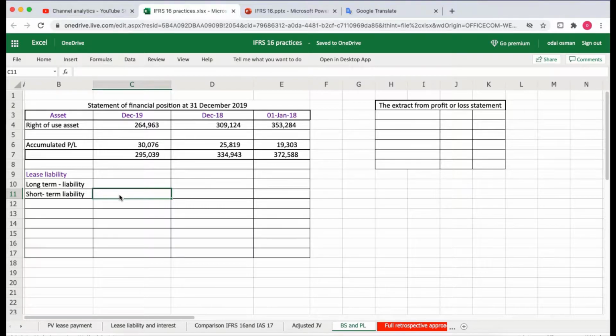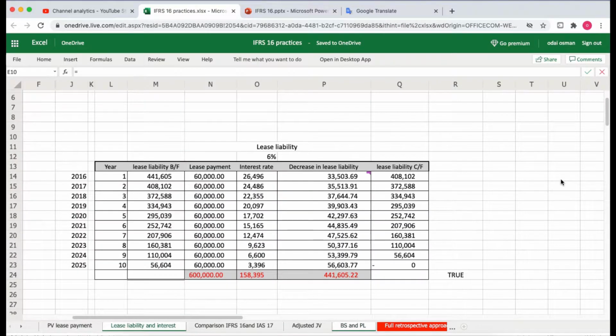So how much is the short-term liability in 2000? In January, the short-term liability, the long-term liability would be from here. This long-term liability is carried forward, and this is the short-term liability.